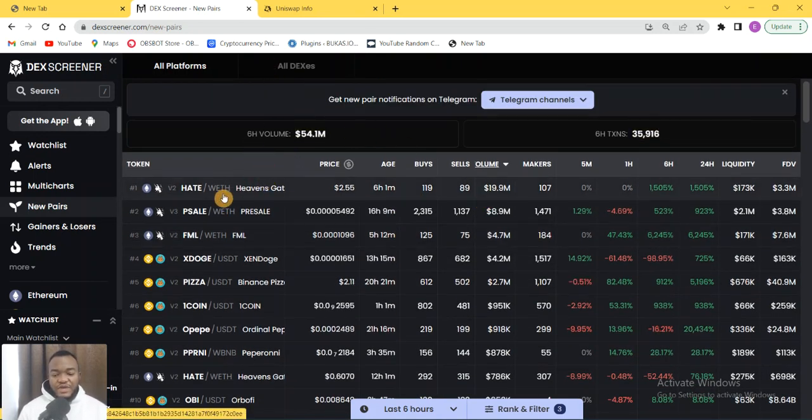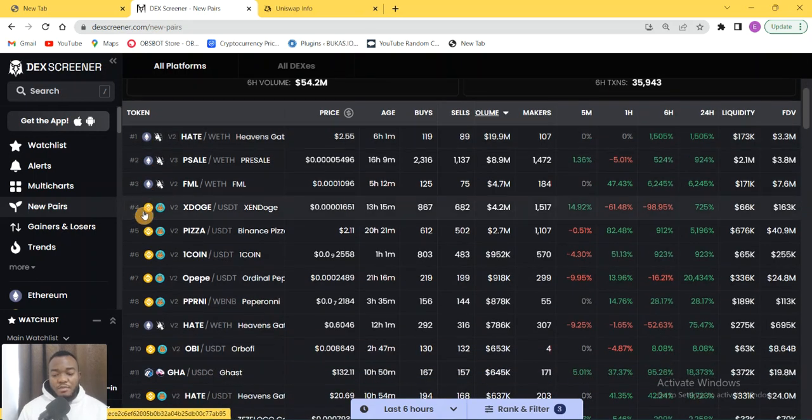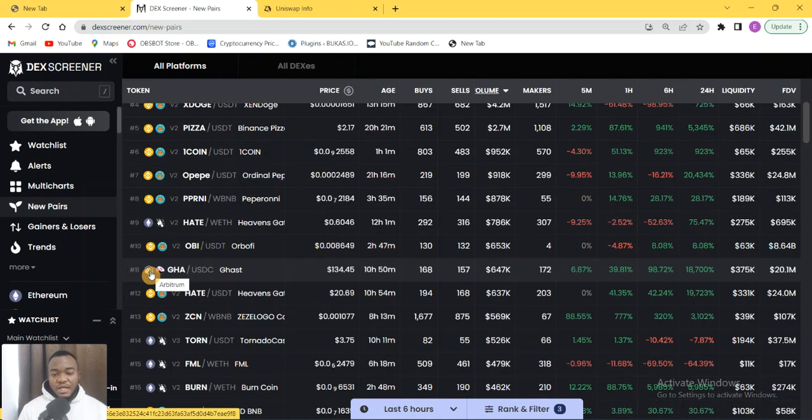After finding the token, you go on Uniswap. For example, when you know this particular token is on an Ethereum pair, that means we are going to go on Uniswap to buy the token. But if the token is on BSC, that is Binance Smart Chain, then you know you are going to go on PancakeSwap to purchase it. If the token is on Arbitrum, you know you are going to go on SushiSwap to be able to purchase it.